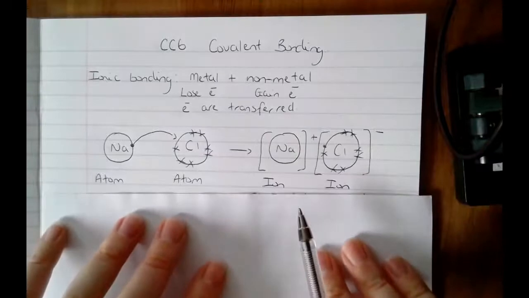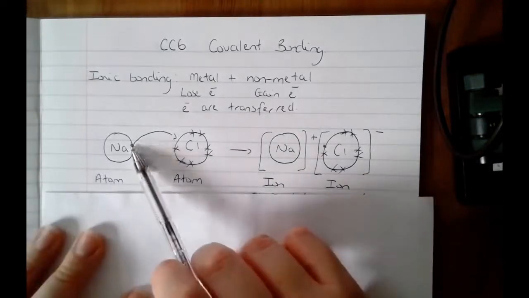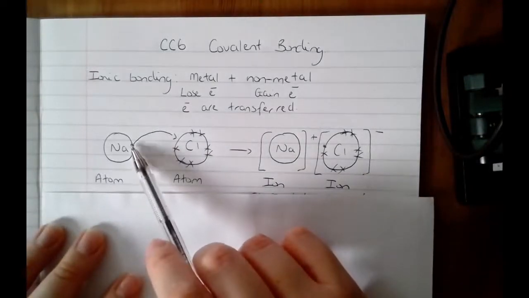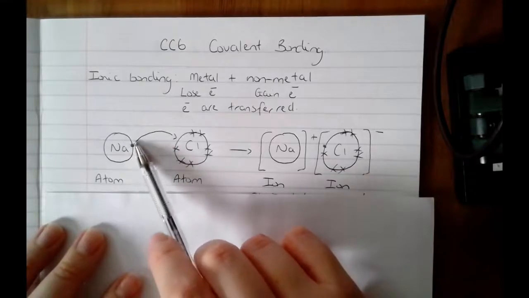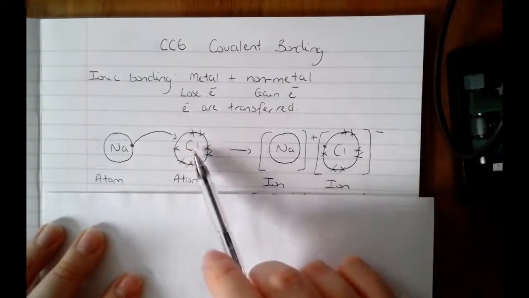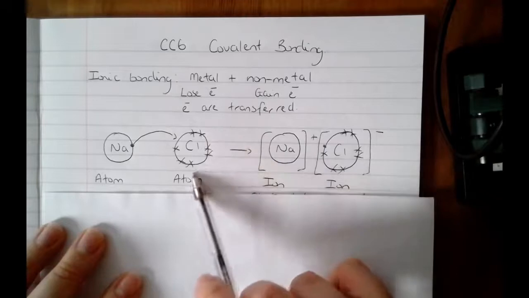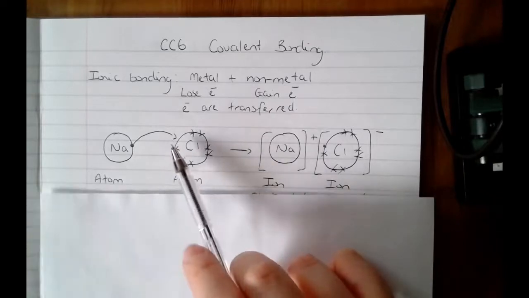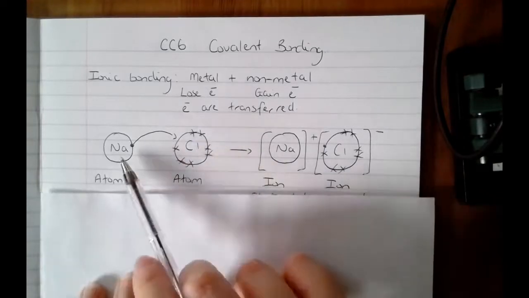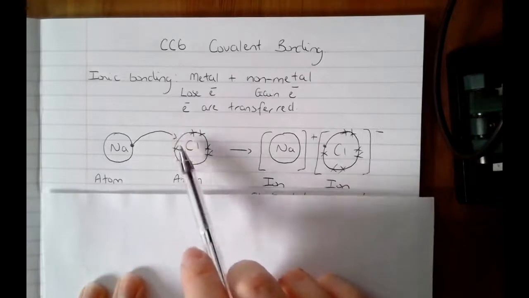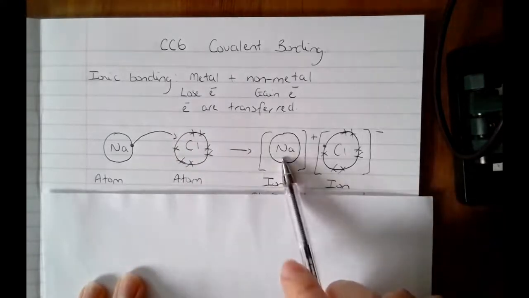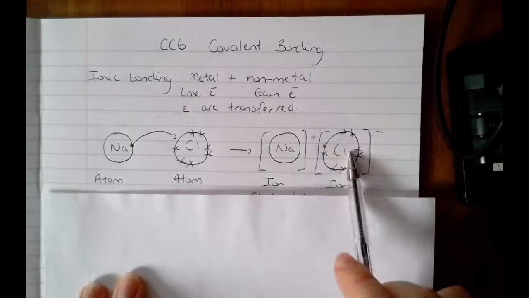So if I have sodium here, sodium is a metal, it's in group 1, so it's got 1 electron in its outer shell. To get a full outer shell, it will lose 1 electron. Chlorine's in group 7, has 7 electrons in its outer shell. To have a full outer shell, it will gain 1 electron. Sodium will transfer its electron to chlorine, giving sodium a full outer shell and chlorine a full outer shell.